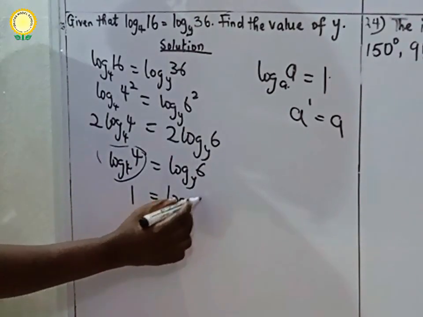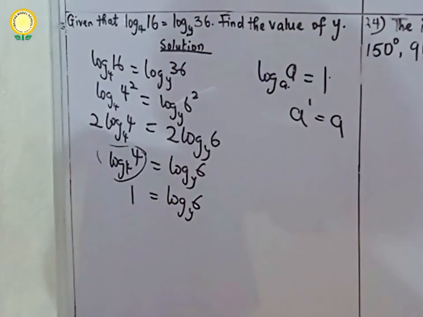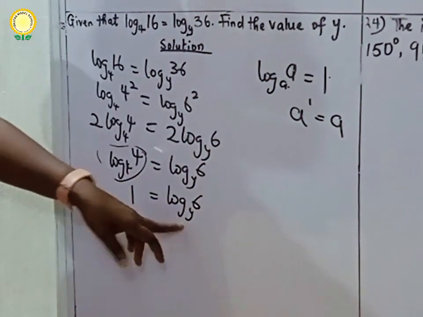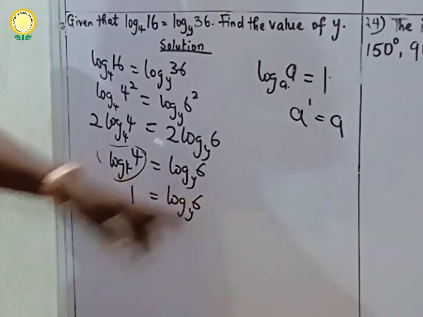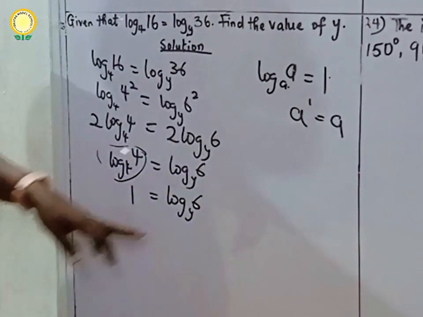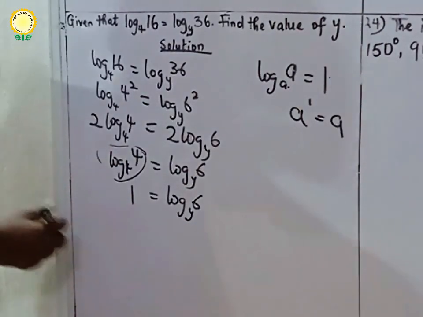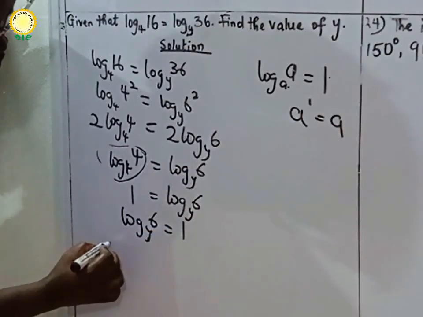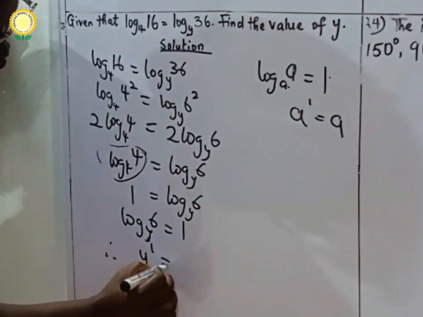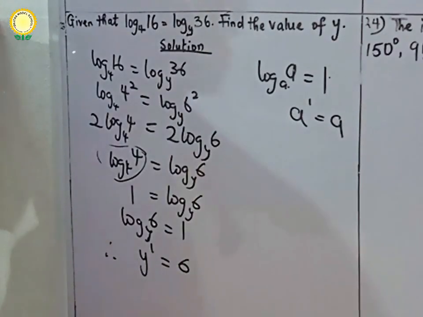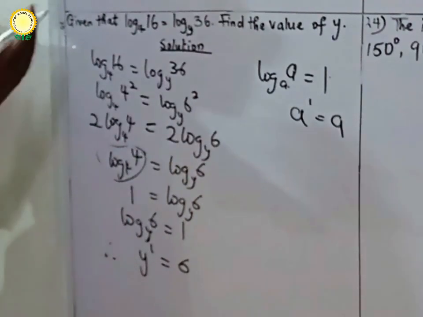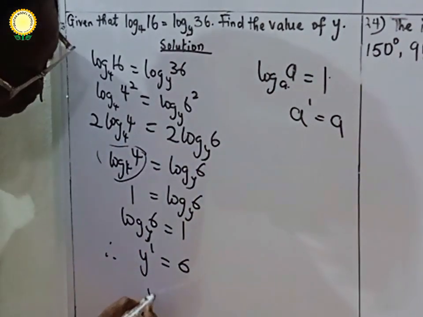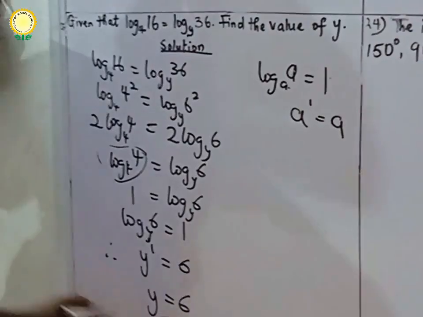So 1 is equal to log 6 to base y. Remember I said the log of 6 is the power to which y is raised to get the number. So log 6 to base y equals 1. Therefore, y raised to power 1 equals 6. This is a law in logarithm. In fact, it's the definition of logarithm. The logarithm of a number is the power to which the base is raised to get the number. So y is equal to 6.